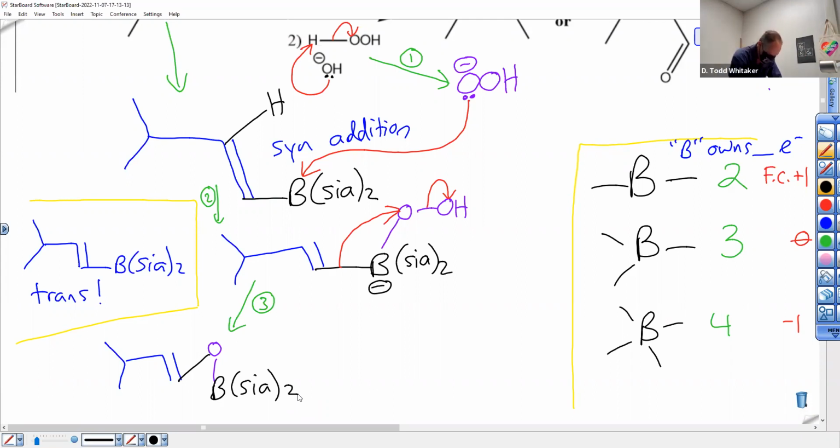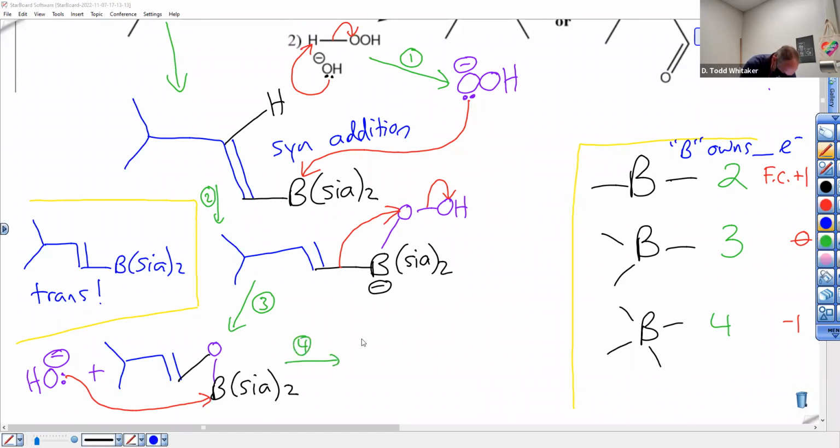But you forgot that you made an O-. This is the second time you made an O-. You have to do the same thing you did the first time when you made O-. What was it? Attack the B. Back to 4 bonds to B, right?